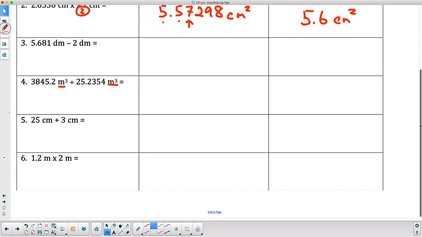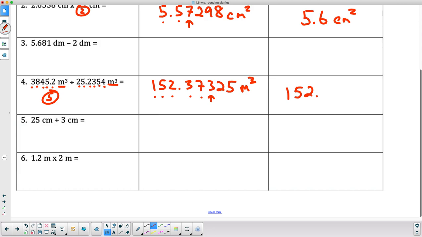Now let's take a look at number 4. When I divide these two, I end up with a number that looks like this on the calculator: 152.37325. That will be meters cubed. Here I count 1, 2, 3, 4, 5, 6. Over here I count 1, 2, 3, 4, 5. So I'm going to round off to 5 places: 1, 2, 3, 4, 5. I check to see if it's 5 or higher, and it's not, which means I round off to the 7. That's meters cubed, and that's my correct answer.